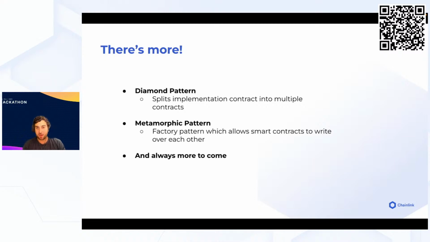You have the metamorphic pattern, which is like a factory pattern, which allows smart contracts to completely write over themselves, right? Just completely change the bytecode of a smart contract, like how you'd think a traditional upgrade would work in a traditional system. Of course, that has all of its complications and trade-offs. And there's probably going to be more to come, right? The landscape is changing fast. Who knows what patterns people will discover and what new technologies will be used to create new upgradable patterns.